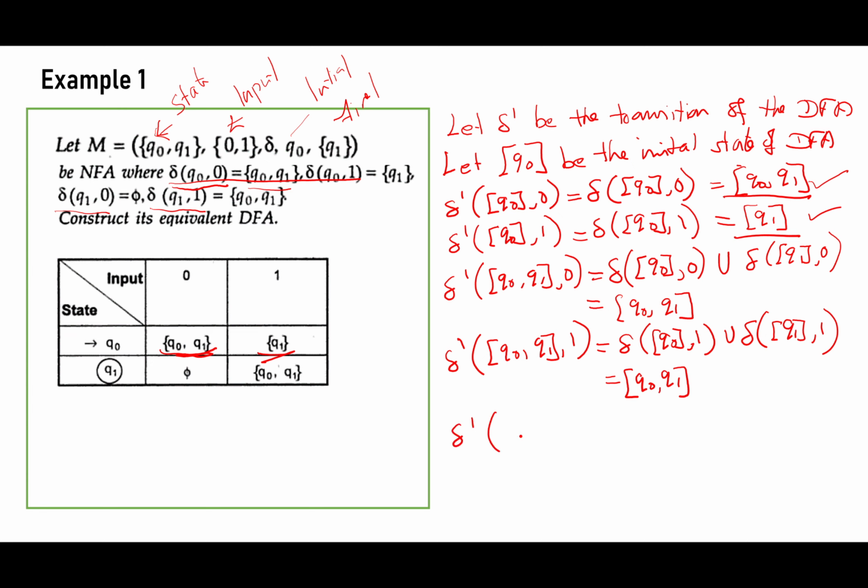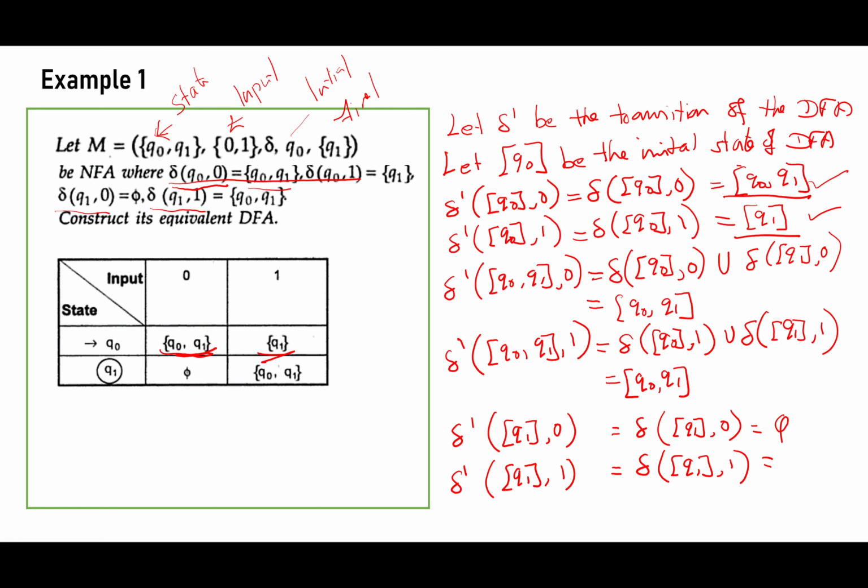Delta dash of Q1 comma 0 can be written as delta of Q1 comma 0. So what is Q1 comma 0? It is null. Then next delta dash of Q1 comma 1 can be written as delta of Q1 comma 1. So what is Q1 comma 1? It is Q naught Q1. So now again we got the same state Q naught Q1.